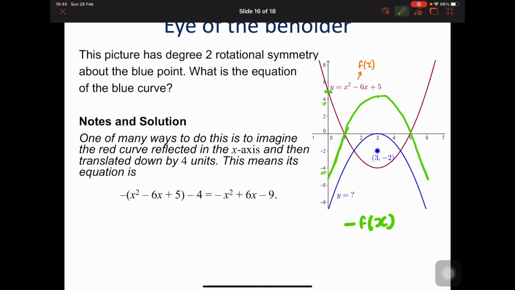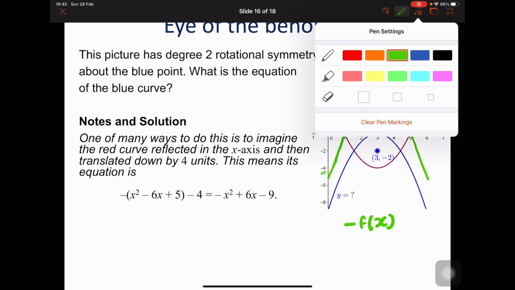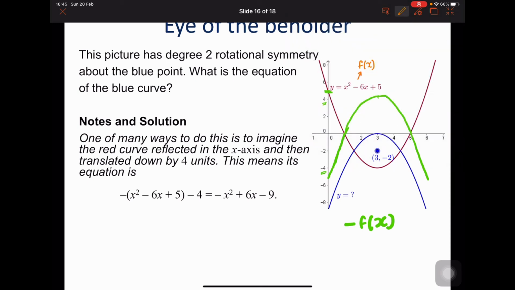So now we can see it's being shifted down. Let's use orange. It's being shifted down 4 spaces. 4 spaces down. So now I'll do take away 4. So this is the full combined translation which is taking place.